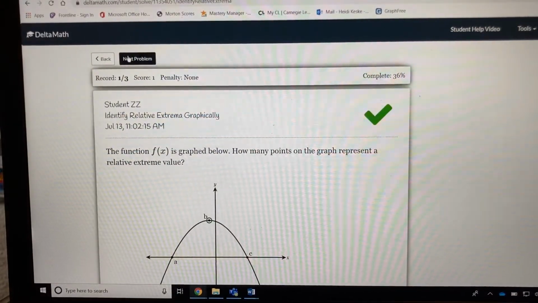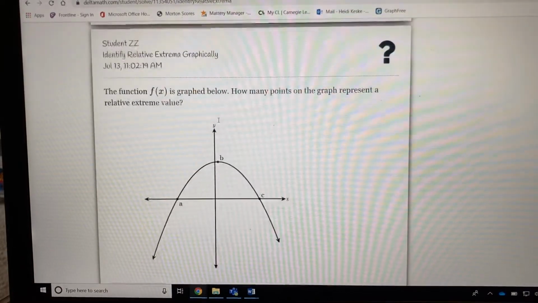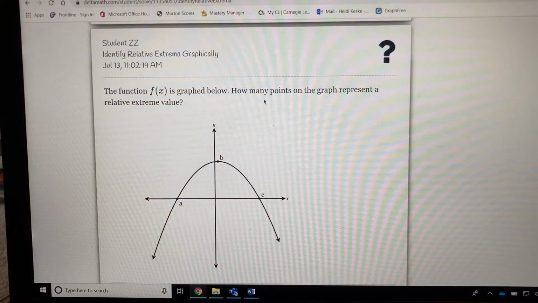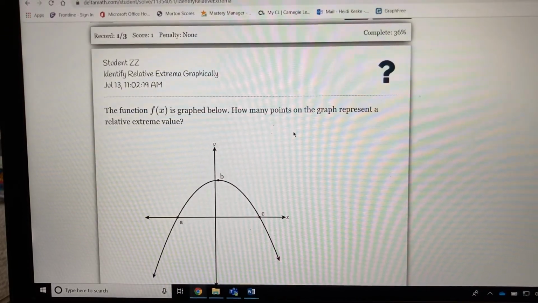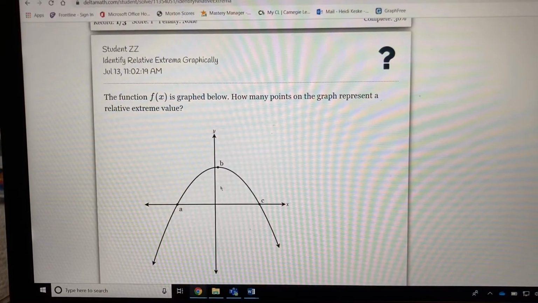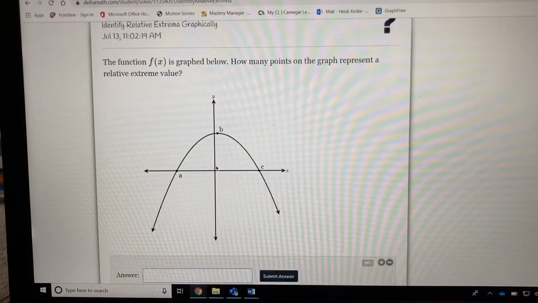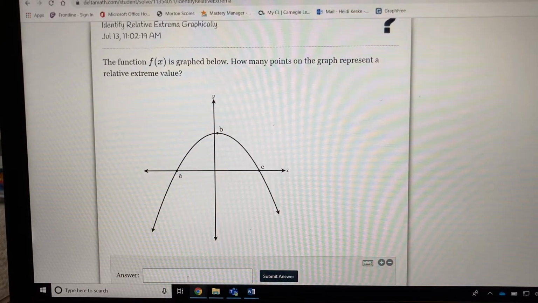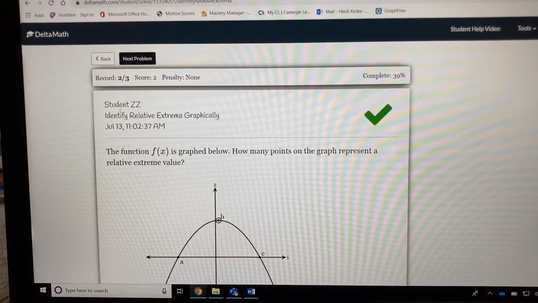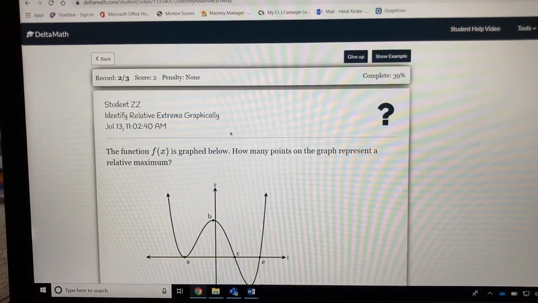Let's look at another one. The function f of x is graphed below. How many points on the graph represent a relative extreme value? So this one's almost exactly the same as the one we just did. B is a relative maximum, so it's one local extreme value. Let's see if we can get something that looks a little different.